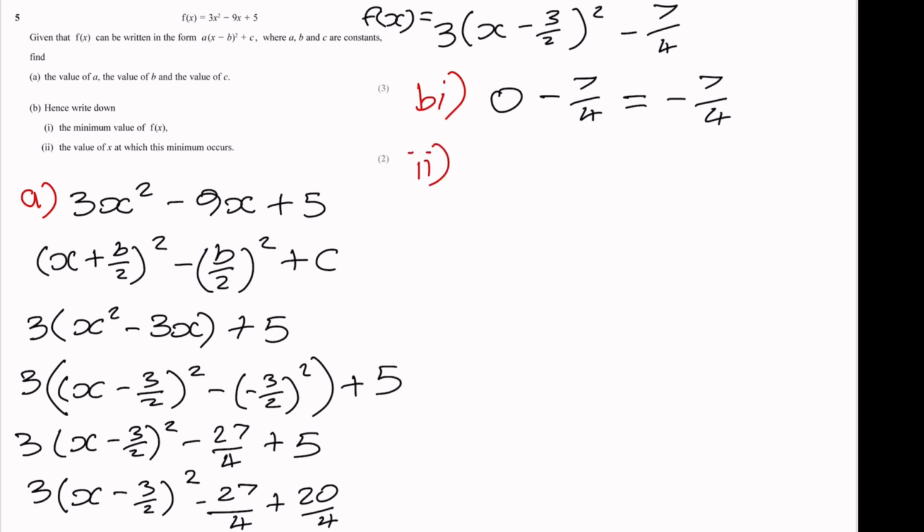Part b(ii), the value of x at which this minimum occurs. So we said in part (i), we were going to make this part of the function equal to 0. That's the smallest this part can be. Now, how do we make this part of the function 0? What value of x are we going to use? Well, we need to use x equals 3 over 2. And then 3 over 2 minus 3 over 2 in this bracket gives us 0, and 3 times 0 is still 0. Okay, so when x is 3 over 2, y is minus 7 over 4, and that is the minimum value of our function.